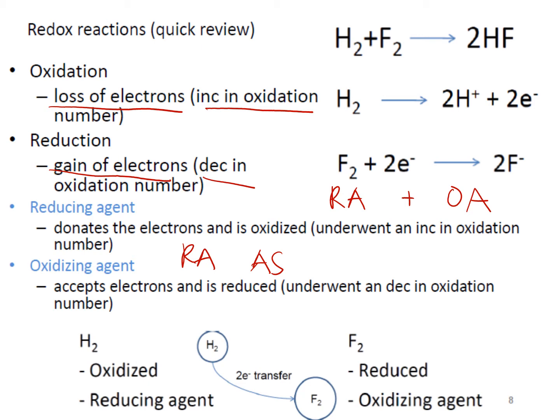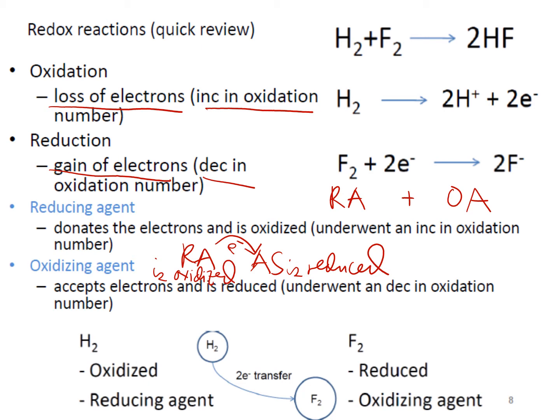So in other words, our reducing agent will lose electrons, and these electrons will be accepted by another substance, or by AS. So in so doing, when this AS accepts electrons, it gains a negative charge, it undergoes reduction. Our AS is actually reduced. On the other hand, our RA, after it donates electrons, is oxidized.